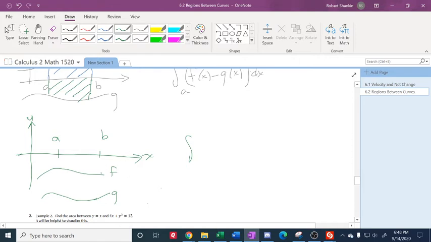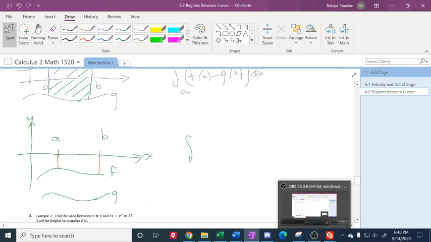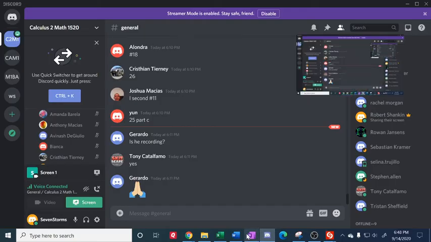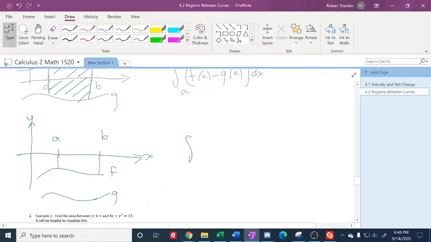And when you take the integral of the f, what you're going to get is this. And let me make sure, double checking that I'm muted. We're going to get this as a negative area.